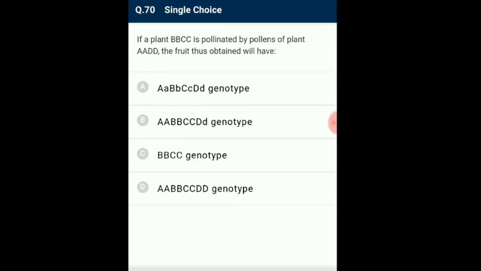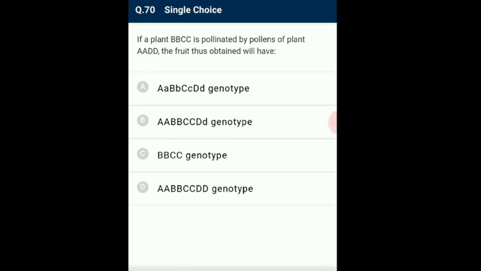Question number 70. A plant with genotype capital B, capital B, capital C, capital C is pollinated by pollens of a plant with capital A, capital A, capital D, capital D. The fruit thus obtained will have. A fruit is a characteristic feature found in flowering plants which develops from the ovary after fertilization. If fruit develops without fertilization, then it is called a parthenocarpic fruit. The fruit is basically formed by maturation of the ovary after fertilization. Ovary cells are not involved in fertilization. The genotype of the fruit will remain the same as that of the female reproductive organs.